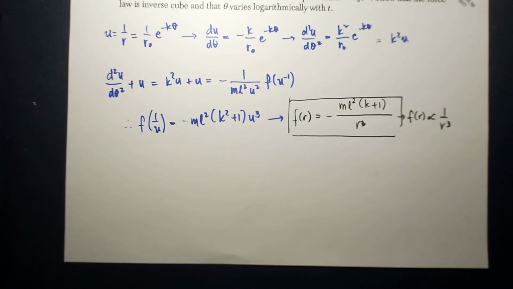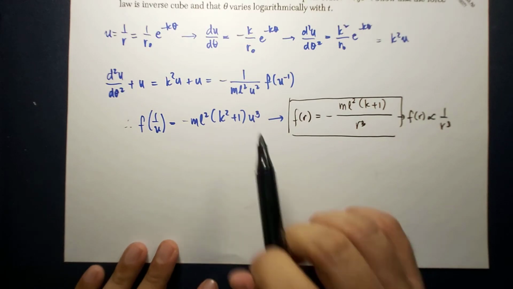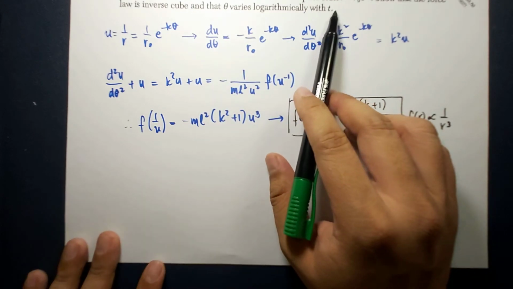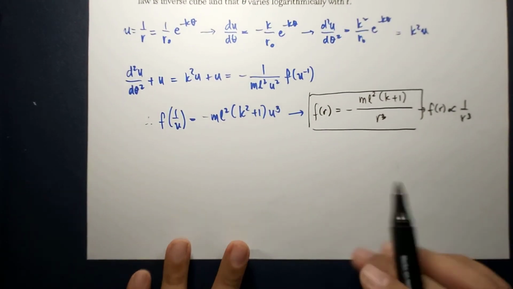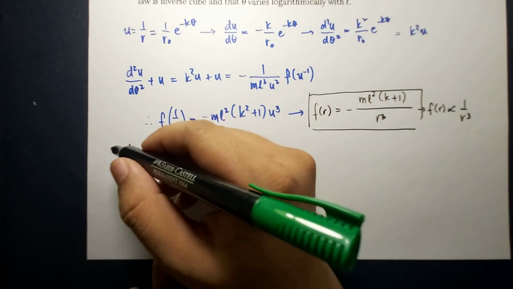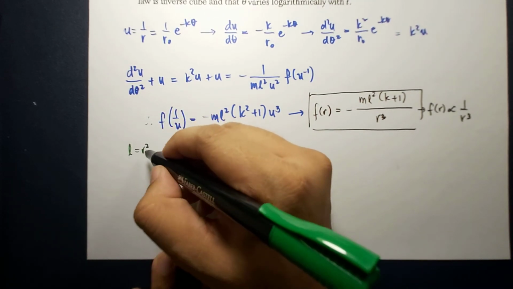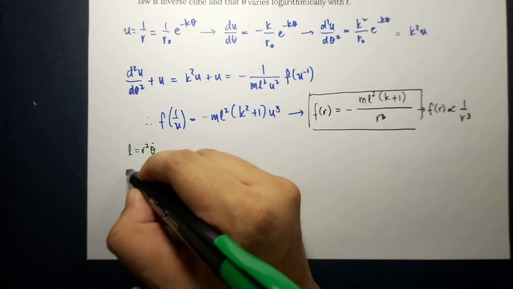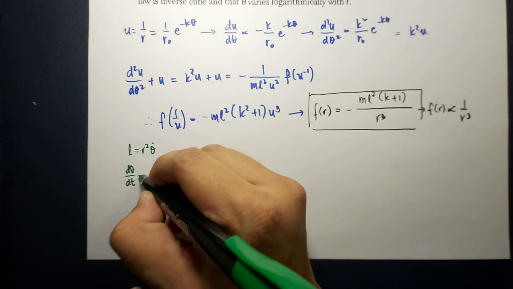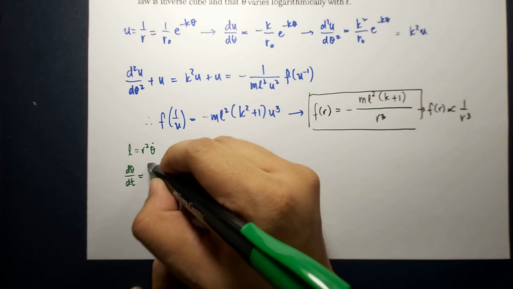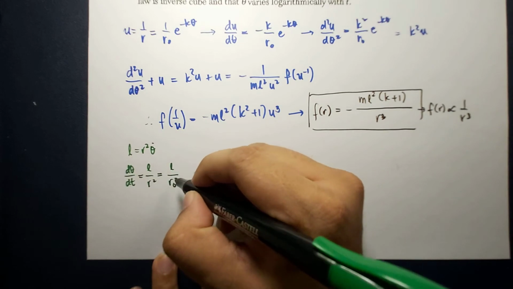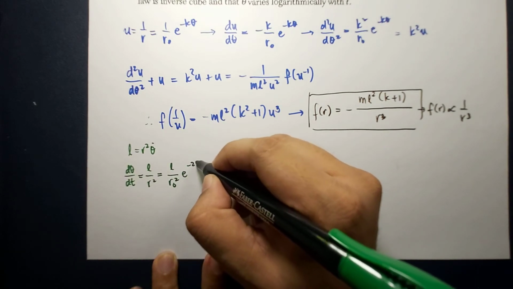Now, conservation of angular momentum will lead us to theta as a function of time. So from conservation of angular momentum, we have l, which is equal to r squared times theta dot. This means that the derivative of theta with respect to time is equal to l over r squared, and this is equal to l over r0 squared times e to the negative 2kθ.